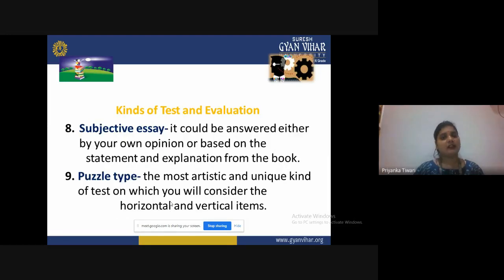Kinds of test and evaluation: subjective essay could be answered either by your own opinion or based on the statement and explanation from the book. Puzzle type is the most artistic and unique kind of test, on which you will consider the horizontal and vertical items. These are all kinds of puzzle type tests. So we are just testing and evaluating students' assessment, and we are checking their knowledge here.